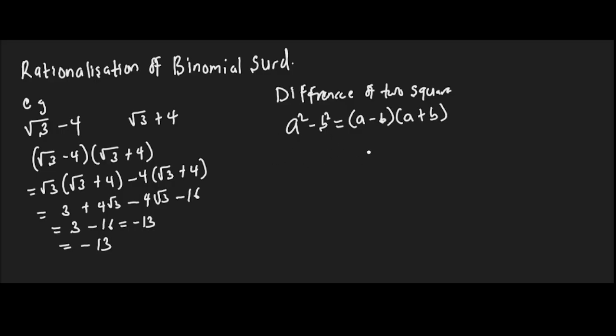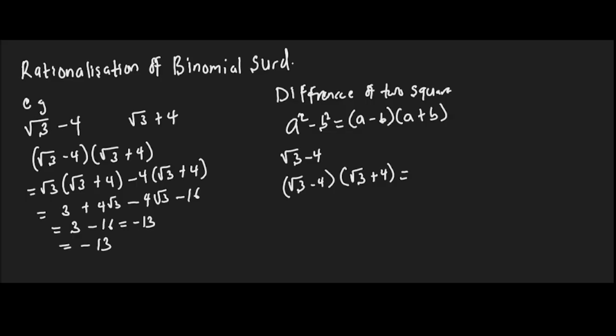You can apply this when dealing with the conjugate of a binomial surd. Let's take this for example. If we have root 3 minus 4, we want to rationalize root 3 minus 4. We know that the conjugate is root 3 plus 4, so we multiply. We are going to have (root 3 minus 4)(root 3 plus 4).